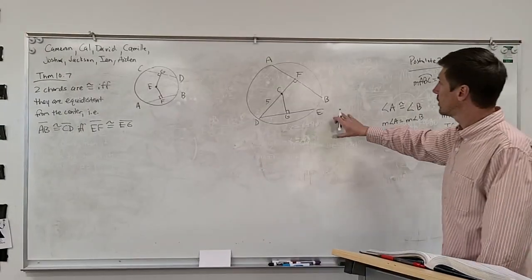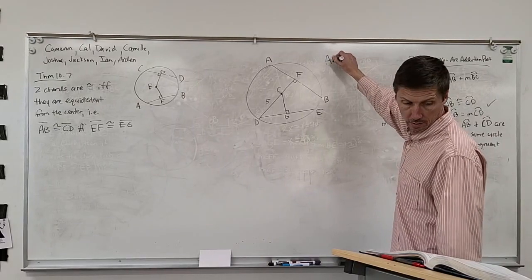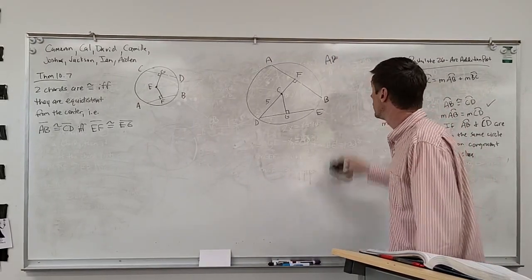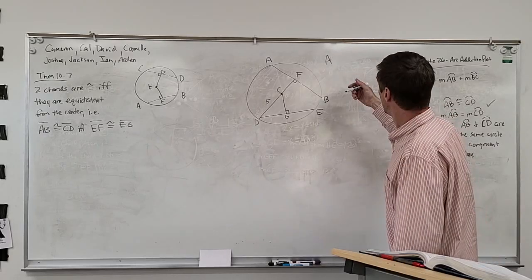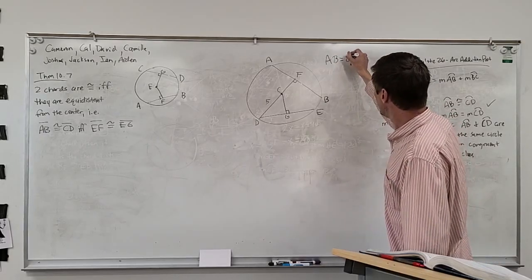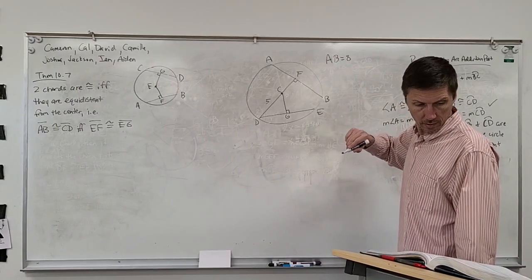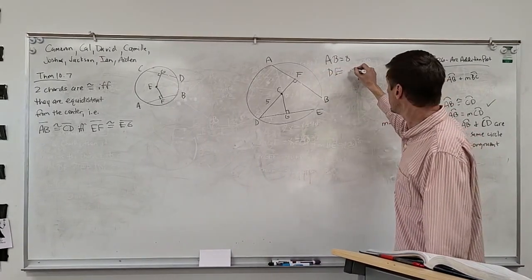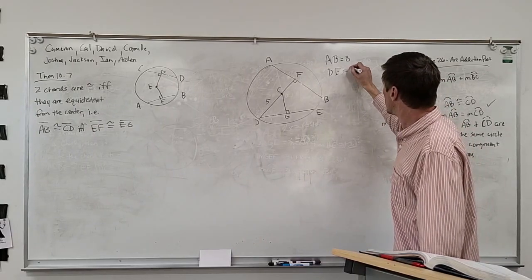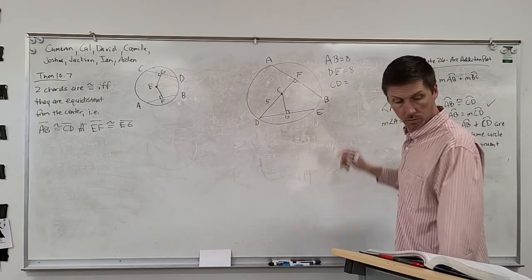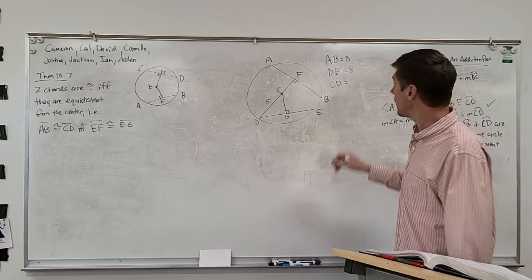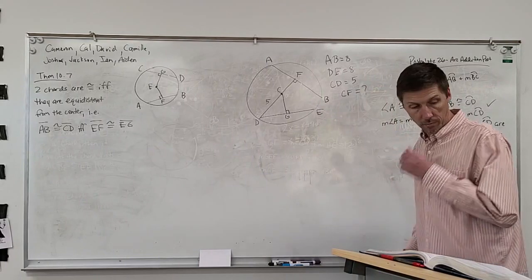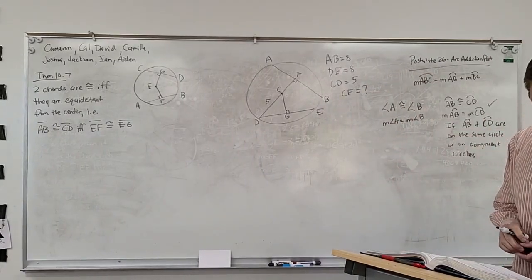All right, so we're given a triangle like this, and we're told that AB equals 8, and DE equals 8, and CD equals 5. And they want us to find CF. What is that distance equal?